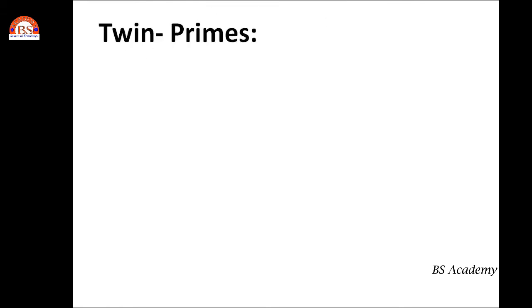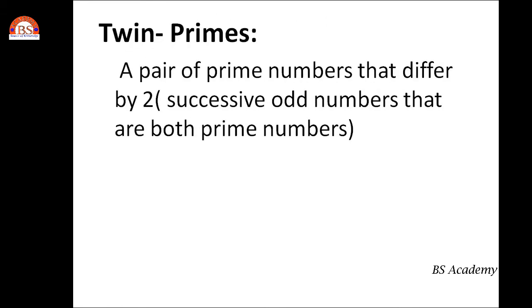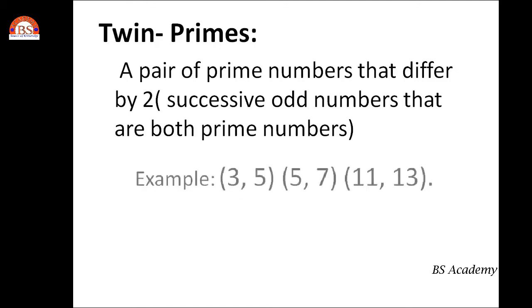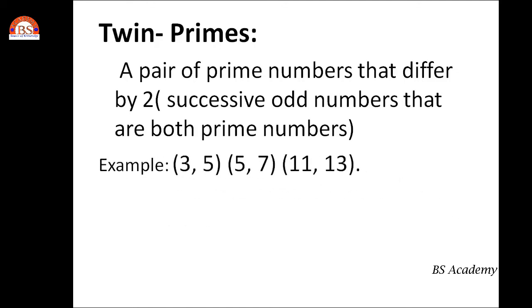And the next is twin primes. A pair of prime numbers that differ by 2, that are successive odd numbers that are both prime numbers. Example, 3, 5, 5, 7, 11, 13.